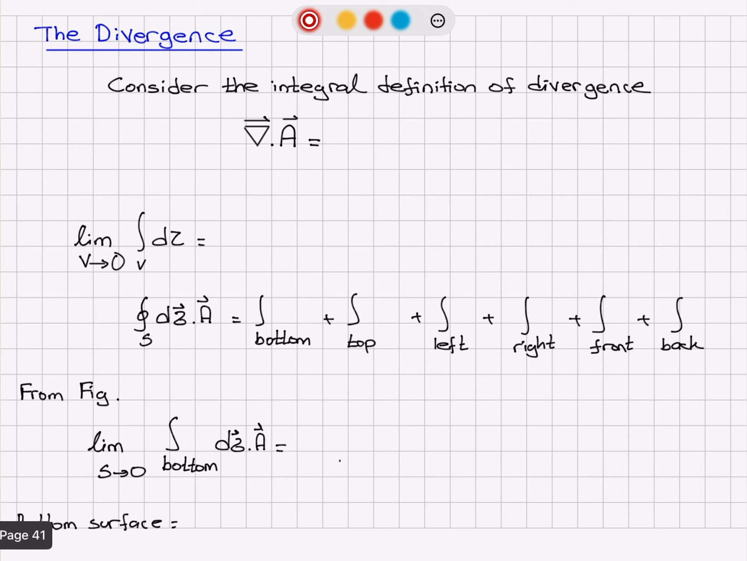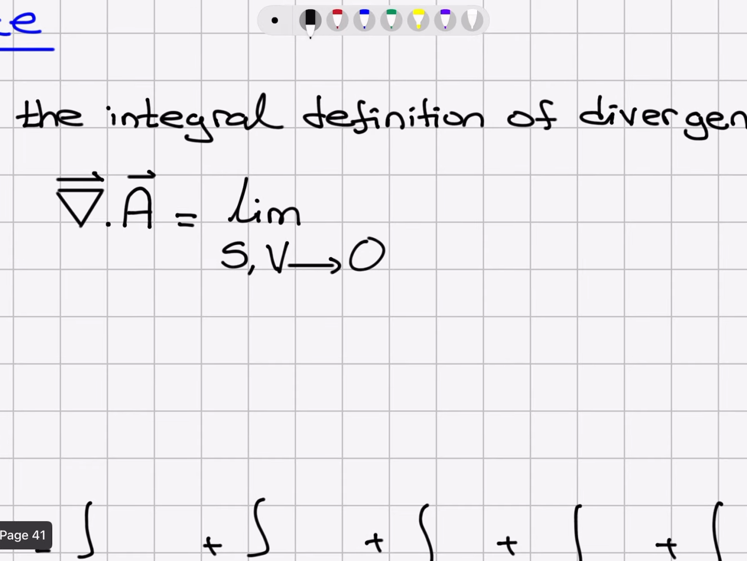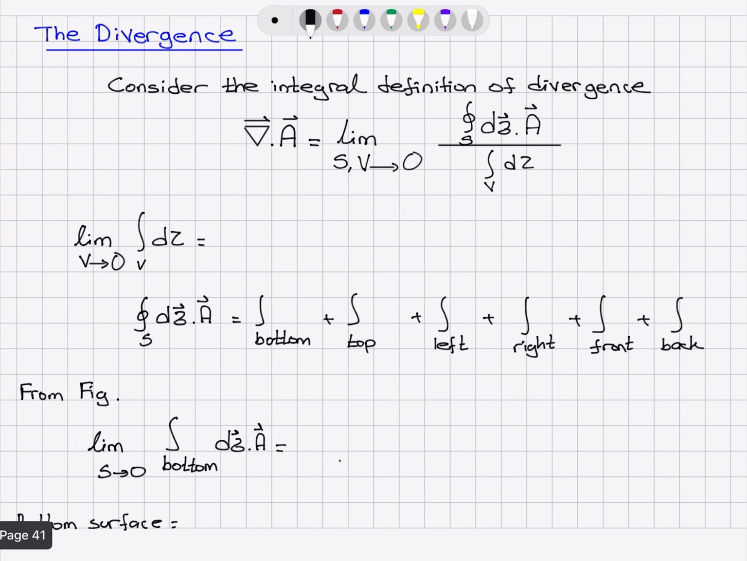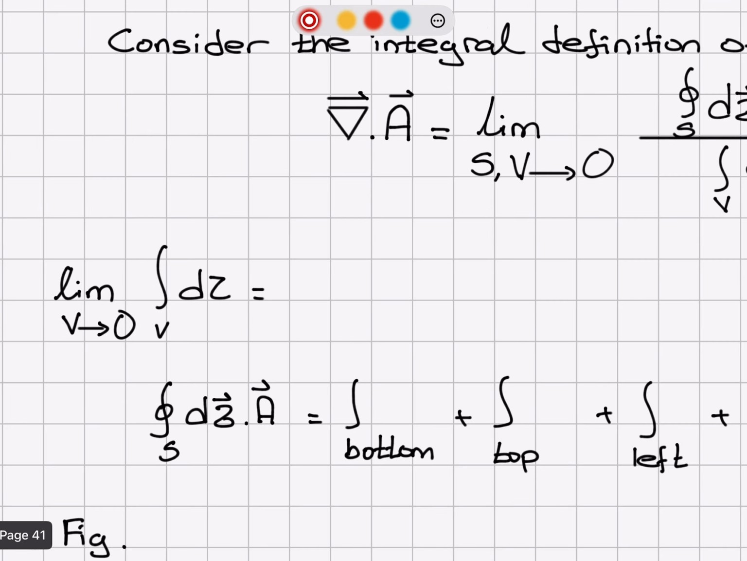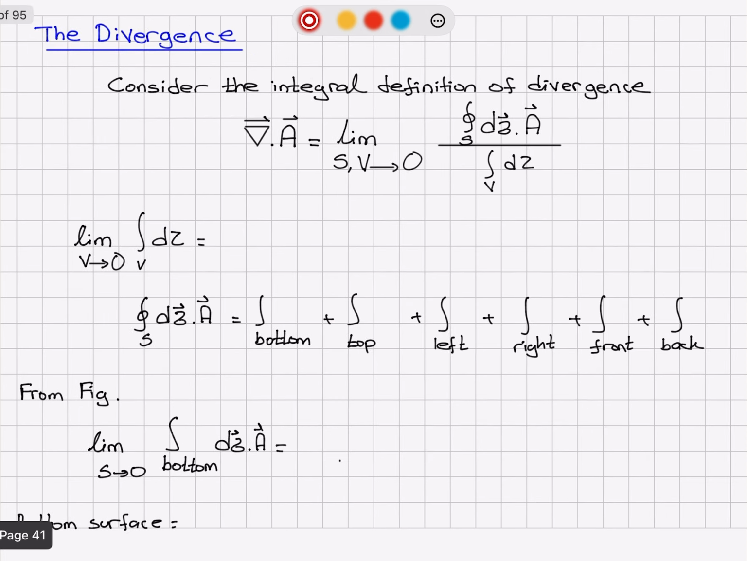Okay, now let's consider the integral definition of the divergence to figure out what we should do in curvilinear coordinates. It is the limit as the area S and volume V go to 0 of the closed surface integral of d sigma dot product with vector A, divided by the volume integral d tau. So this was the integral definition of divergence. Now, as V goes to 0, the volume integral d tau is the differential volume that we have figured out. It is h1 dq1, h2 dq2, h3 dq3, so we can substitute that here.